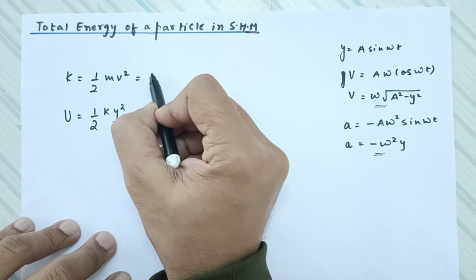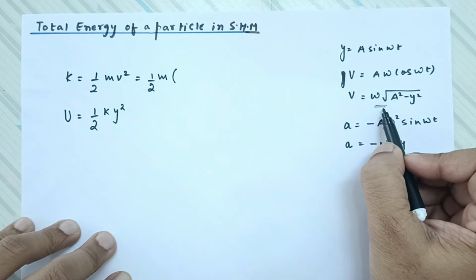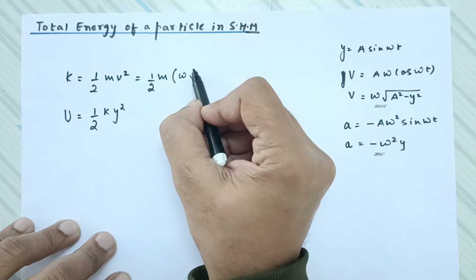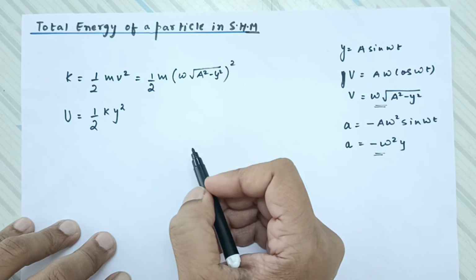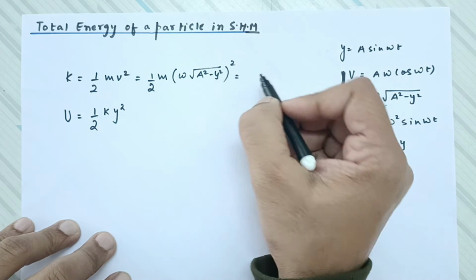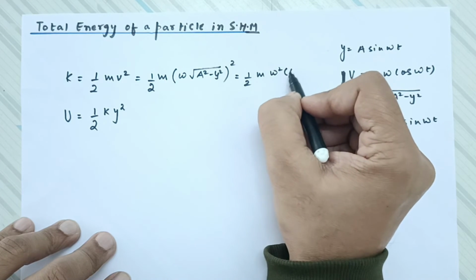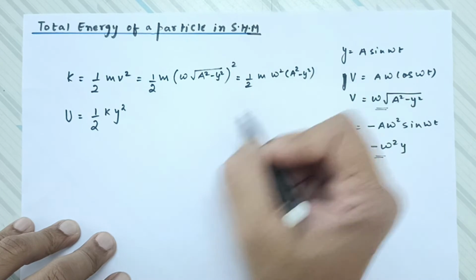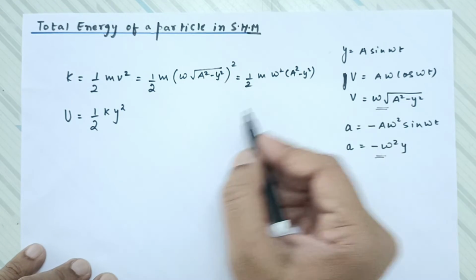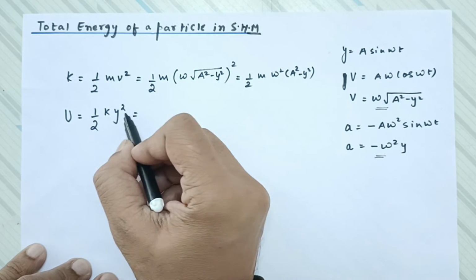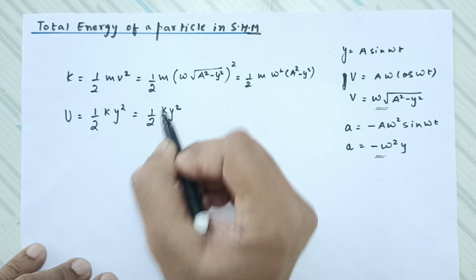So kinetic energy can be written as half m, and instead of v I am going to write omega under root of a square minus y square, whole square. So basically when you open up the bracket, you get half m omega square times a square minus y square. This is the equation for the kinetic energy. For potential energy, you can stick to half k y square itself.